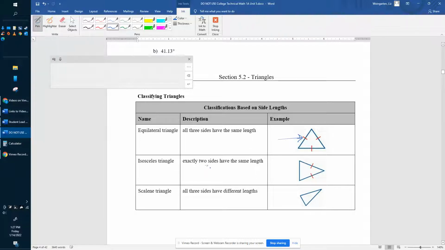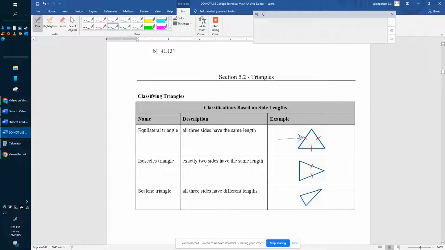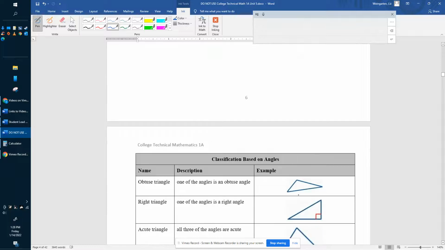We have isosceles triangle where exactly two sides have the same length. So the third side is going to be longer or shorter. Scalene triangle, none of the sides have the same length. You can see that because there are no ticks, so there's nothing showing that any of the sides are equal. They might look kind of equal, like this side looks like it might be equal to this side, I don't know. But because there are no ticks showing it, we can assume that they are not.